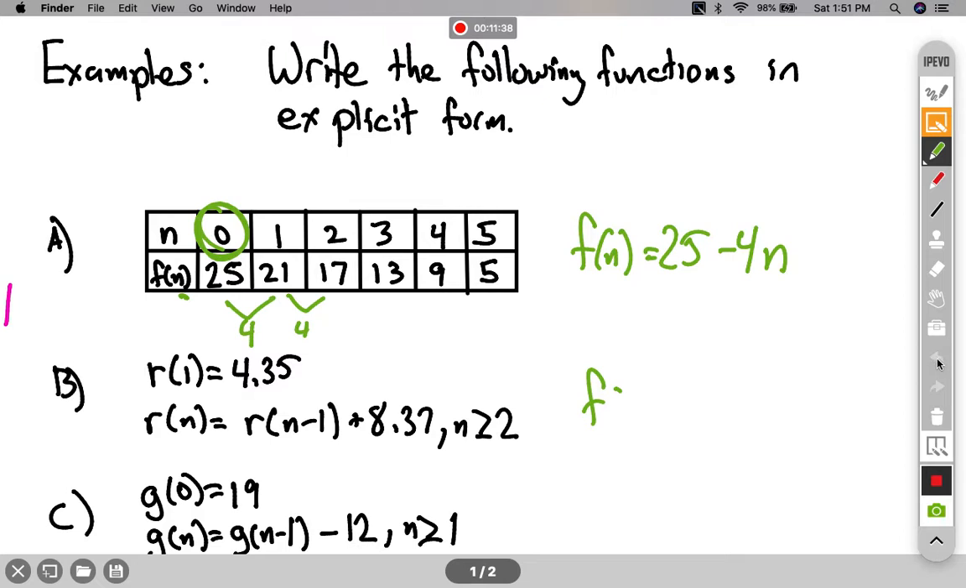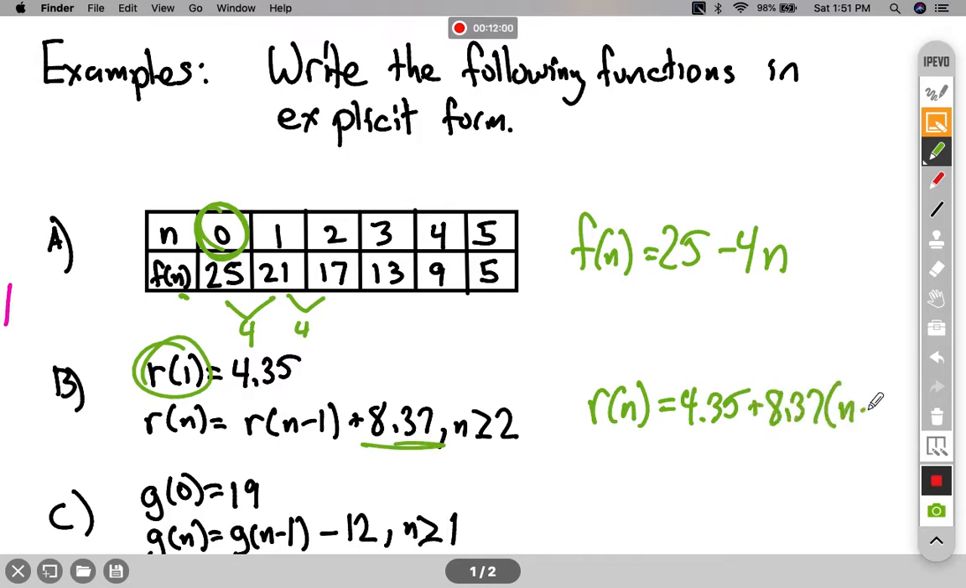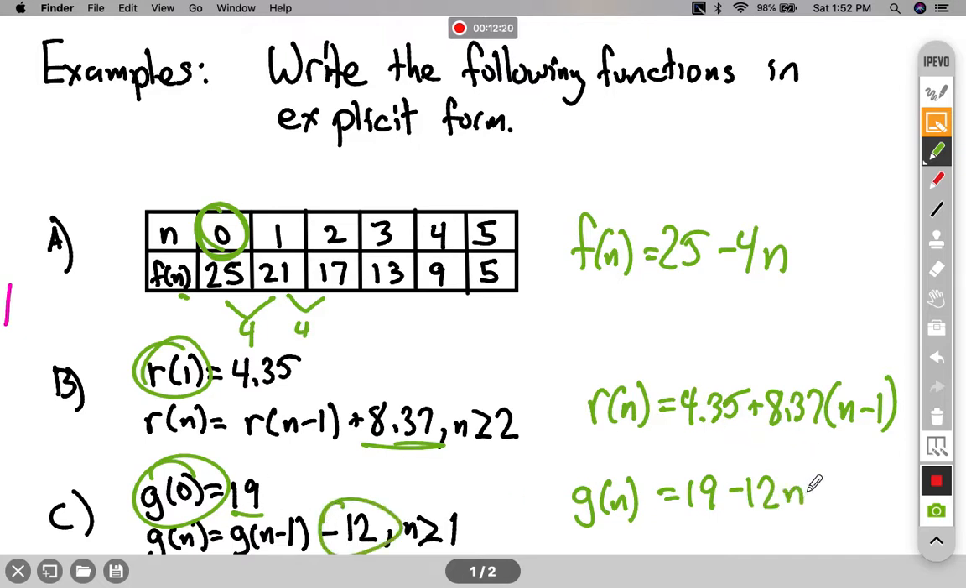On the second one for r, r of n, I have this 4.35, but it's the first term, not the 0 term. I'm adding 8.37. But since I had the first term, not the 0 term, I have to take it times n minus 1. For g, I have the 0 term. So when I write this one, I again start with my 19. I'm subtracting 12 each time. But again, I have the 0 term, so I can just say 12n.